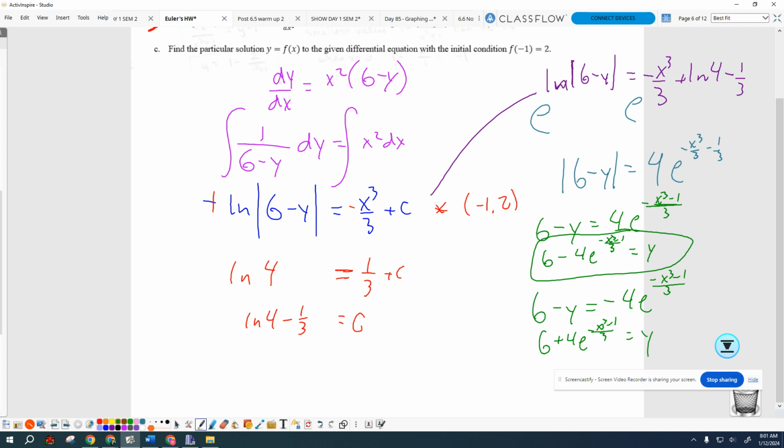How did ln become positive? Right here, I multiplied by a negative on both sides before I plugged in my initial condition. Okay?